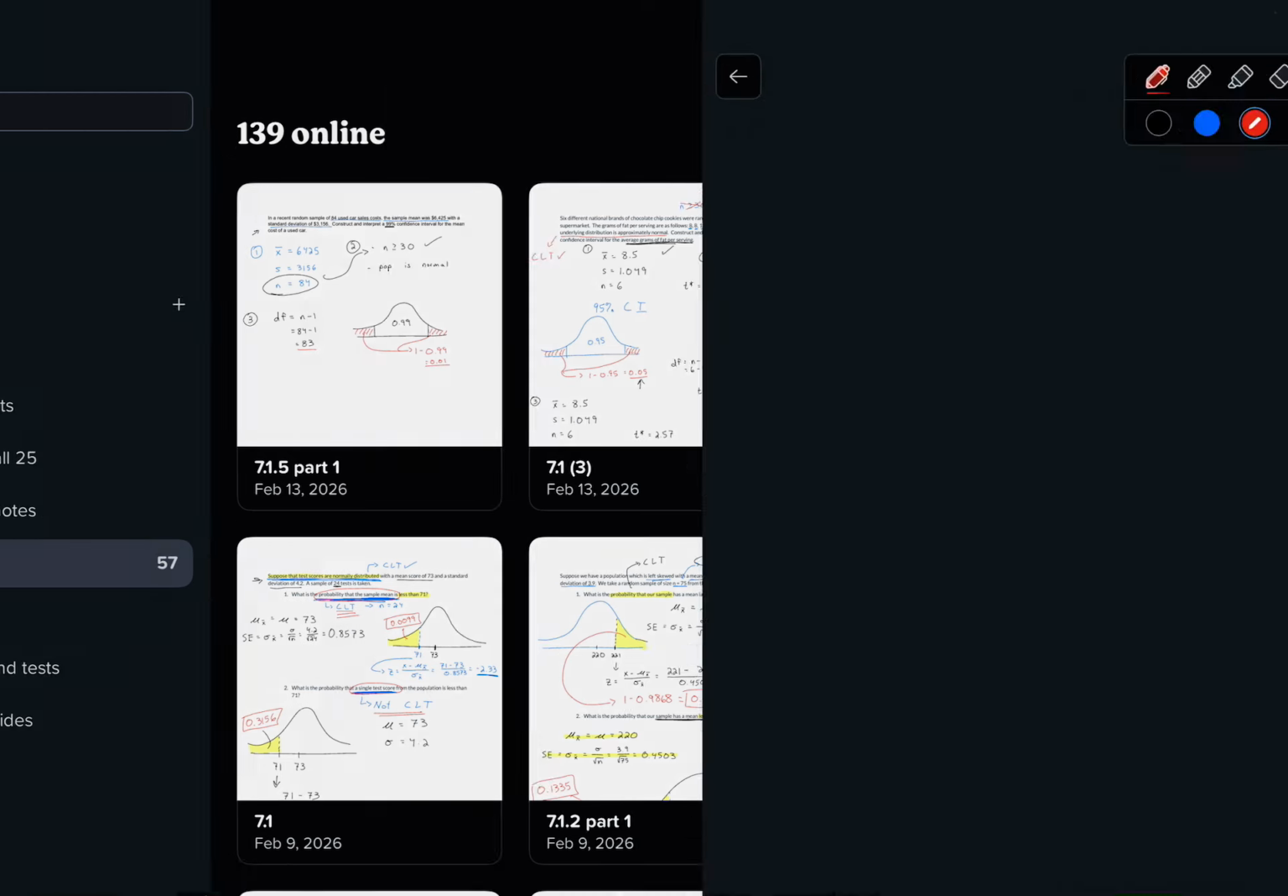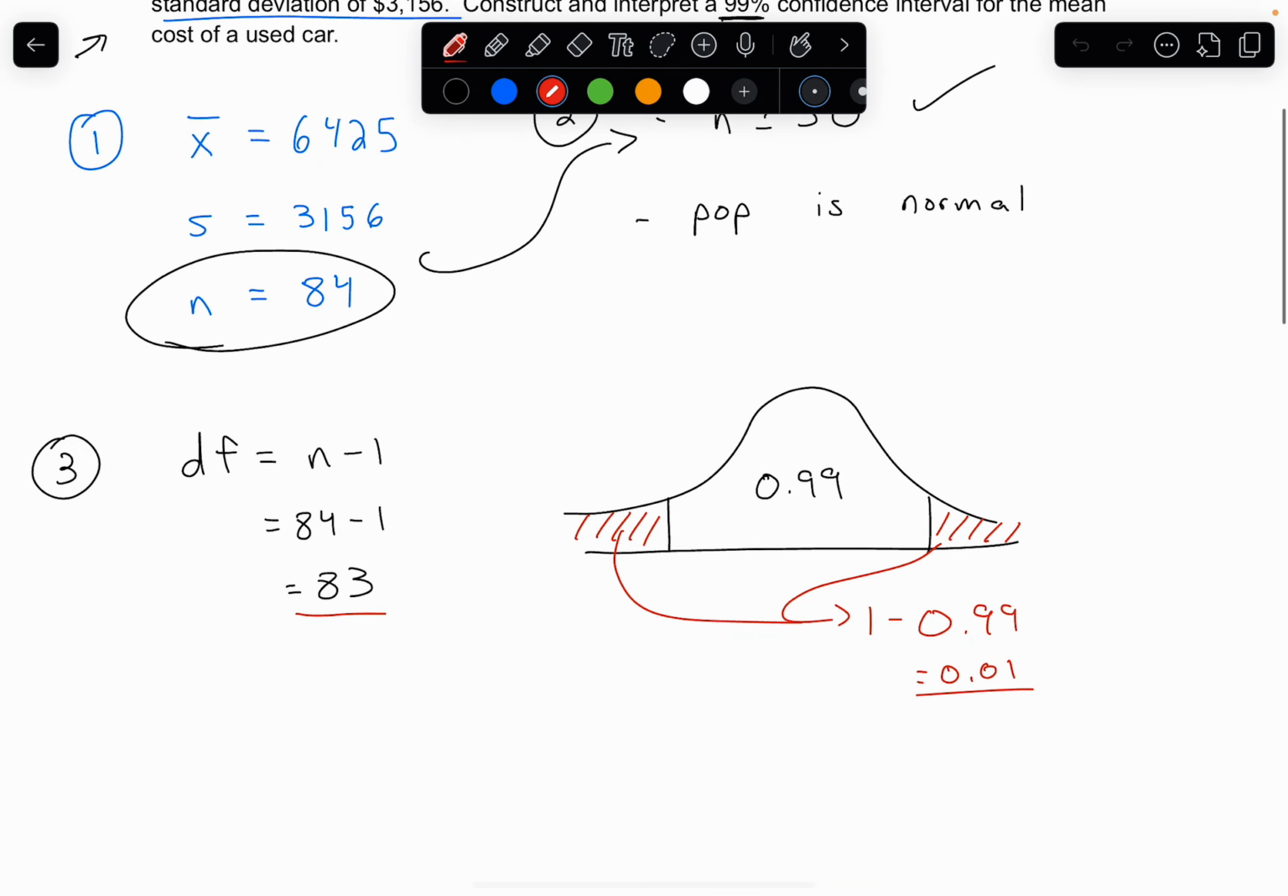My T star in this problem is equal to 2.64. After that, I've got everything I need now. Just like I did in the confidence intervals for proportions, I'm going to start off by finding my standard error, which I actually think in this case is a little bit easier. It's S, my standard deviation, divided by the square root of n, my sample size. So in this case, it's going to be 3,156 divided by the square root of 84.